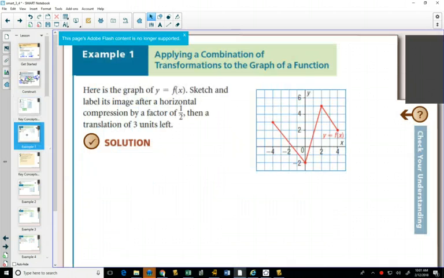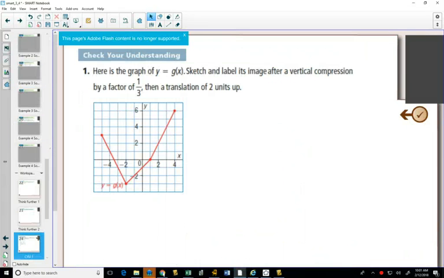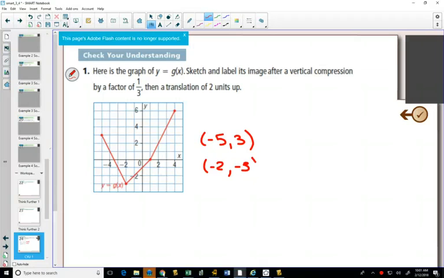So here's our example 1. We've got our graph. We're going to sketch and label its image after a vertical compression by 1/3 and then a translation of 2 units up. So we're going to take our original points. So on this graph we've got -5, 3. We've got -2, -3. We have 1, 0, and 4, 6.